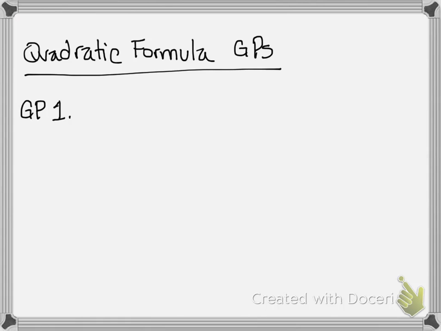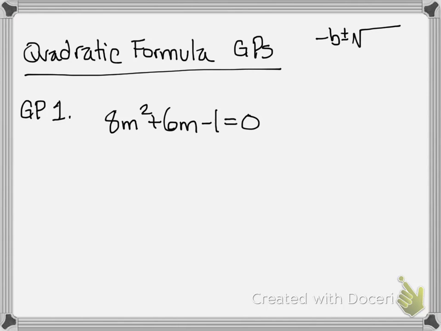Here's GP number 1. Please take a moment to copy down the problem and then try to solve it using the quadratic formula. As a quick hint, I can write the quadratic formula up here for you. It's the opposite of b plus or minus the square root of b squared minus 4ac all over 2a. Go ahead and pause the video and try to figure out how to solve this quadratic using the quadratic formula.